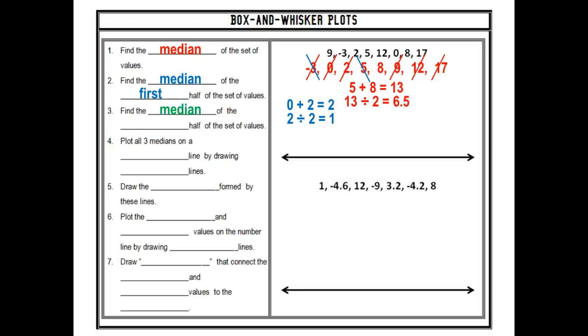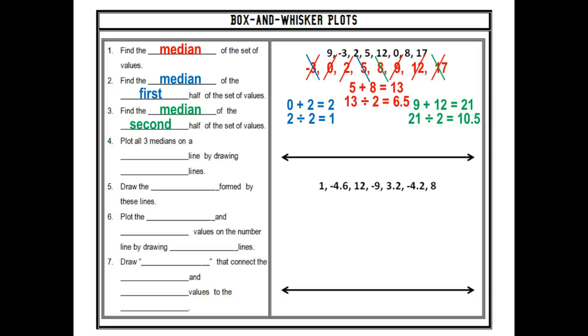Now we're going to find the median of the second half of the set of values. So just like we took from -3 to 5 as the first half, we're going to keep that imaginary line between the 5 and the 8 open. We're going to go from 8 to 17. That's our second half of values. So I want to find the median of 8, 9, 12, and 17. So I cross out 1 on the left, 1 on the right, and I'm left with 9 and 12 in the middle. Add those up, because remember, when you have two values left, you take the mean of them. 21 divided by 2 gives me 10.5.